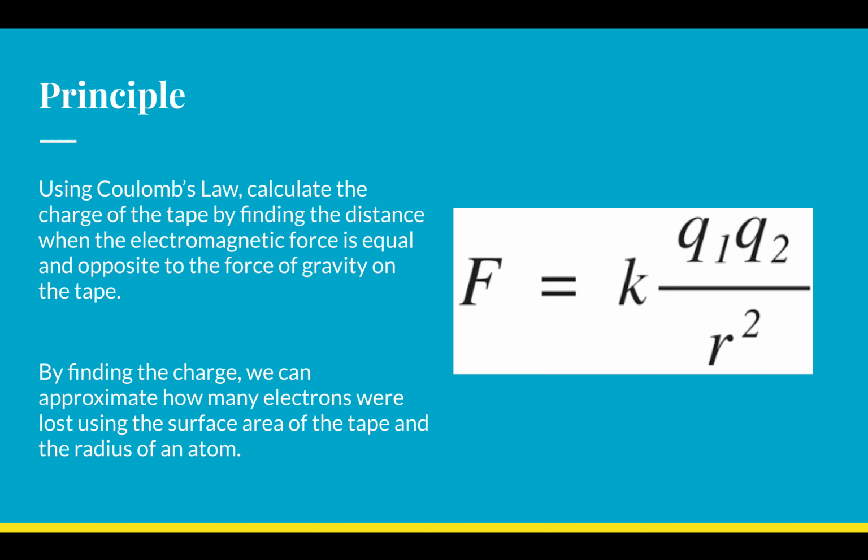By finding the charge, we can approximate how many electrons were lost using the surface area of the tape and the radius of an atom. And then finally, in order to calculate the charge, we need to do superposition, where we take the magnitude of the two forces equal to 0.